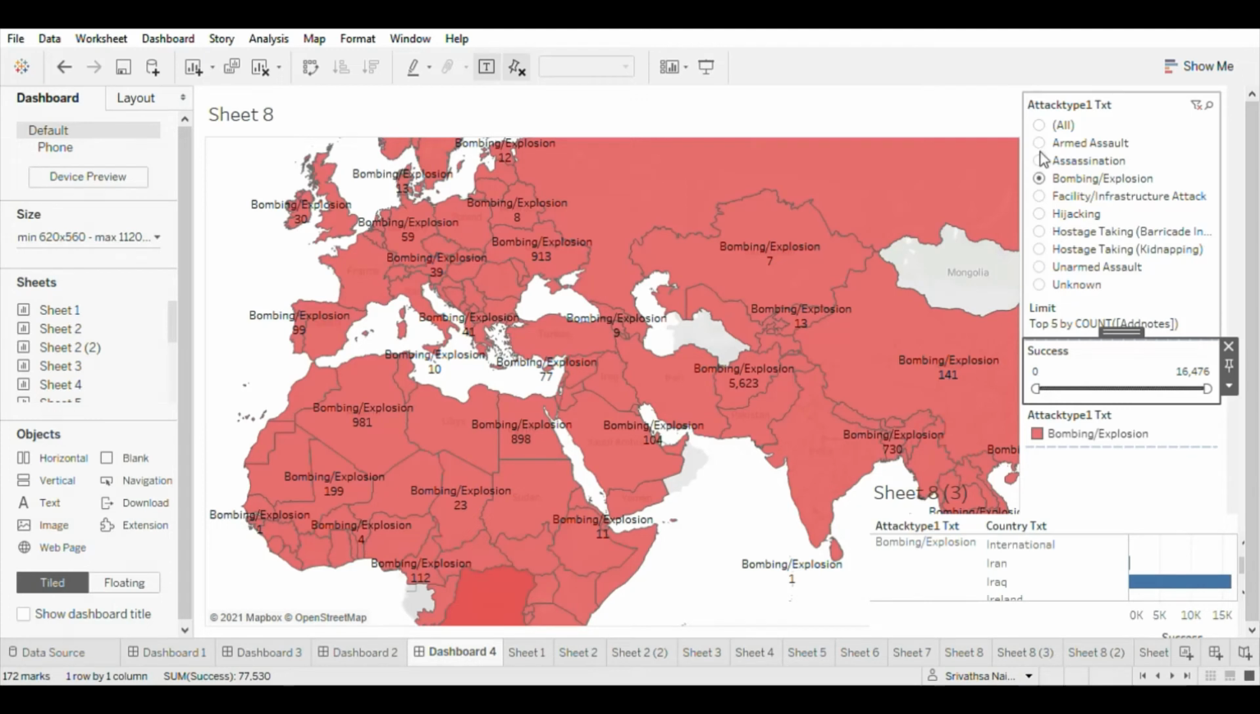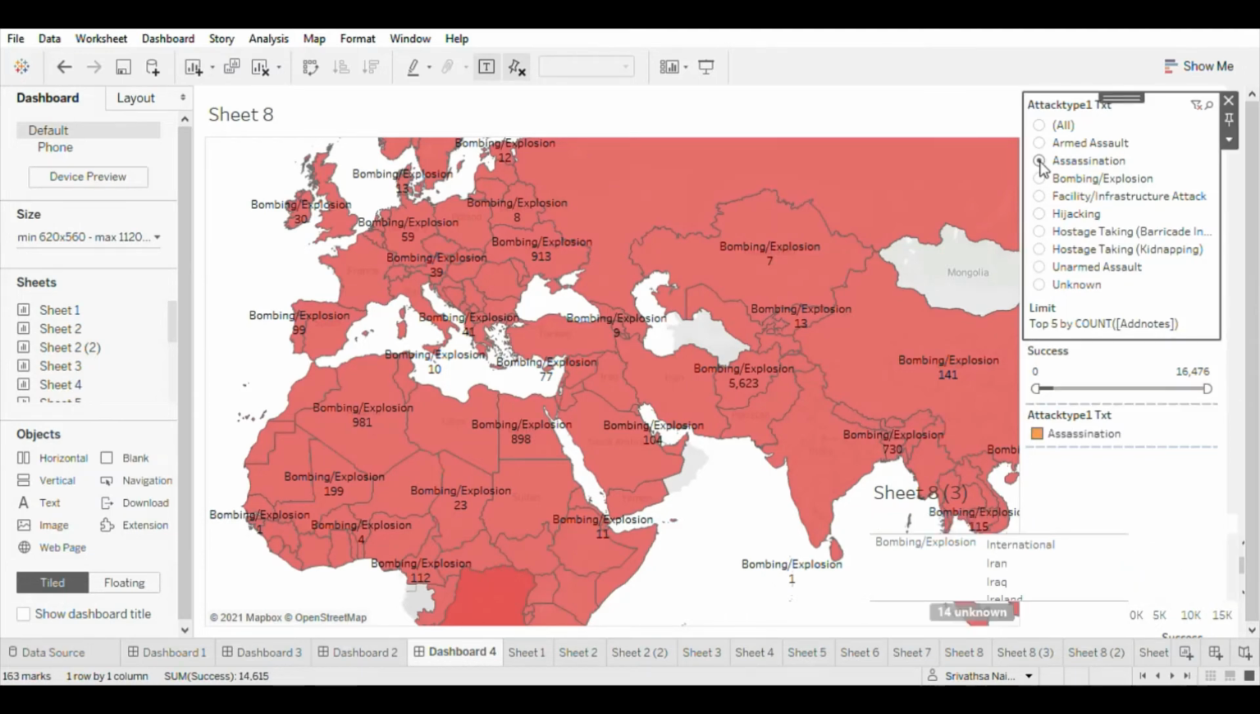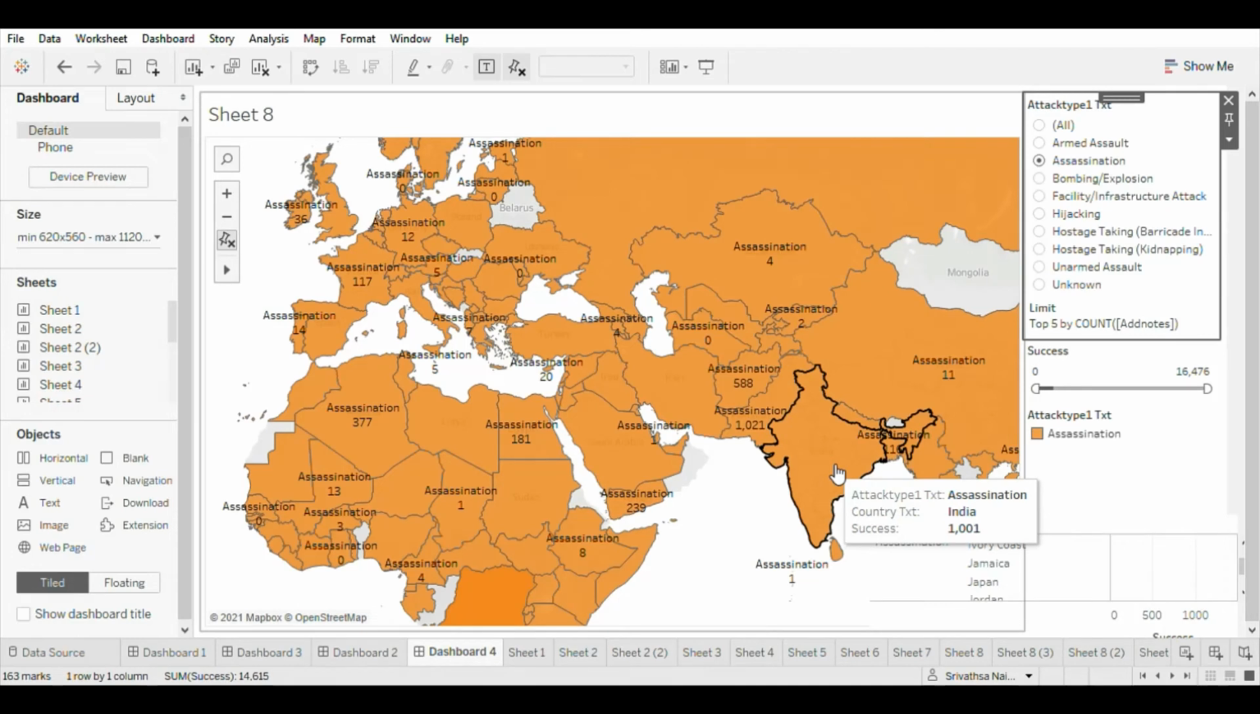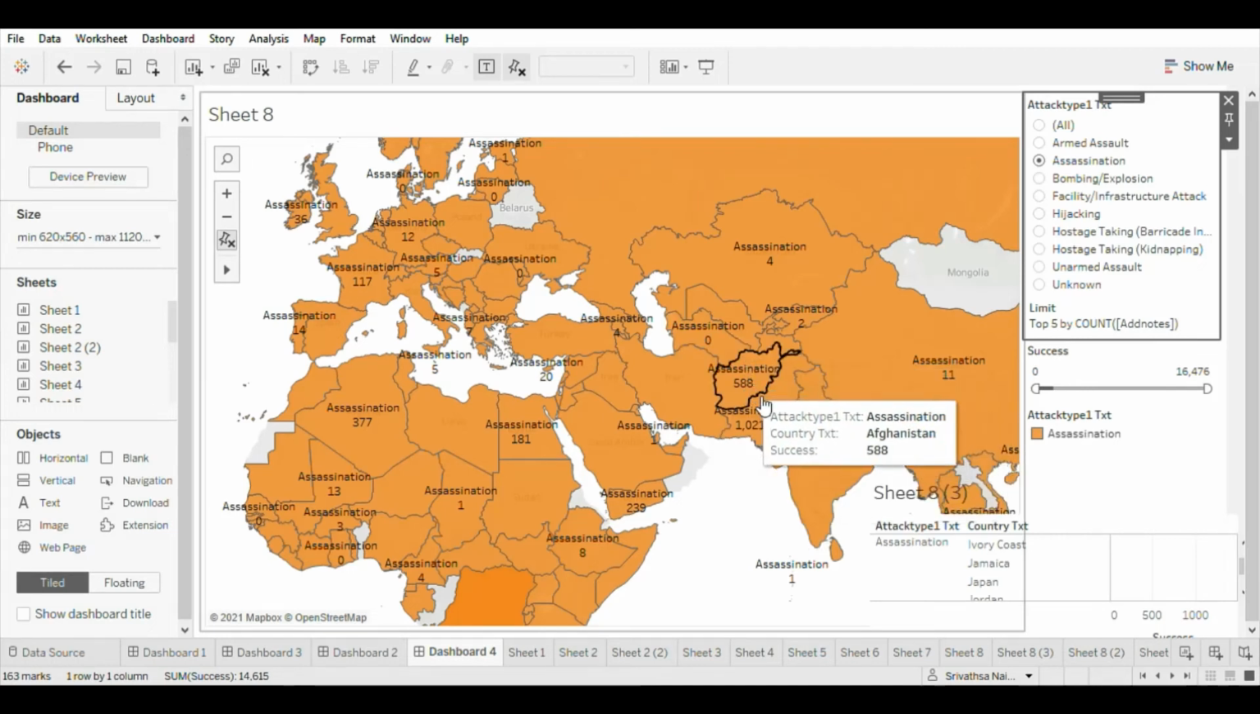Next, we can also check the number of assassinations that happened. So this is the visualization of the number of assassinations. We can see that India has had 1,001 successful assassinations. So that's about that.